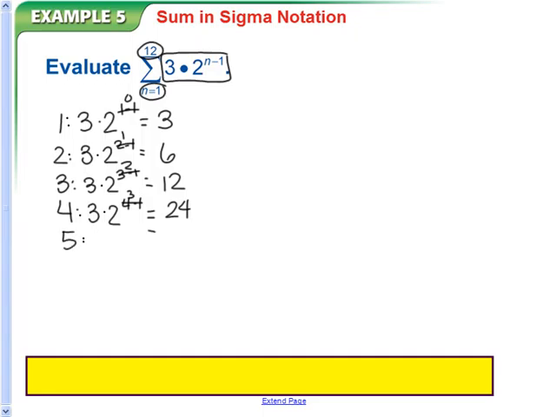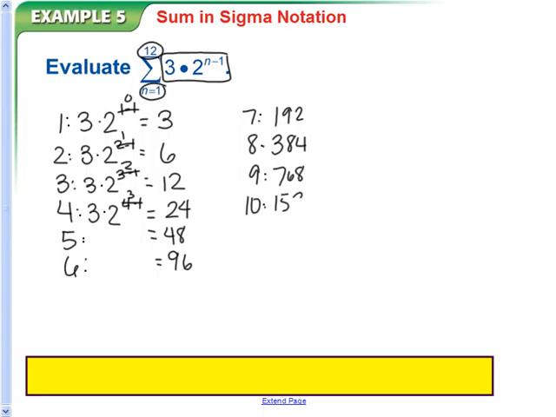So the fifth one, if we look at our pattern, they're just doubling. So 24 times 2 is 48. 6 would be 96. And then 7 is going to be 192. 8 is 384. 9 is going to be 768. 10, 1536. 11, 3072. And 12, 6144. Now we need to sum those all up.